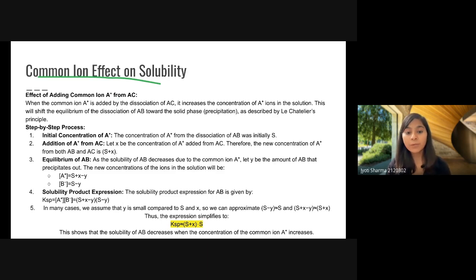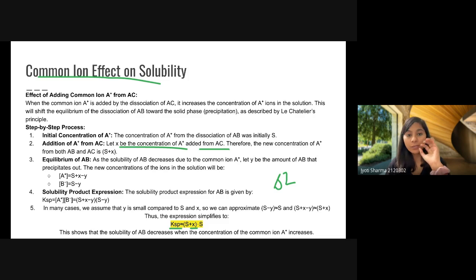So in that common ion case, the solubility will not be just S square, but in that particular case, we have this X that will be added. And this X, let me show you, here they must have given. So X is the concentration of H plus that will be added from another compound that has the common ion.